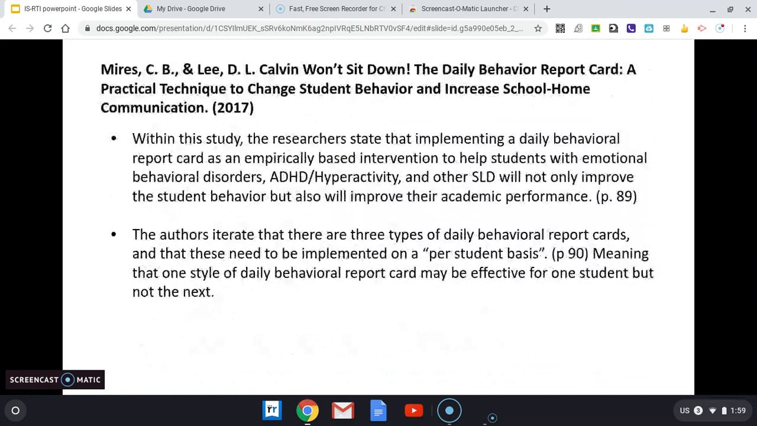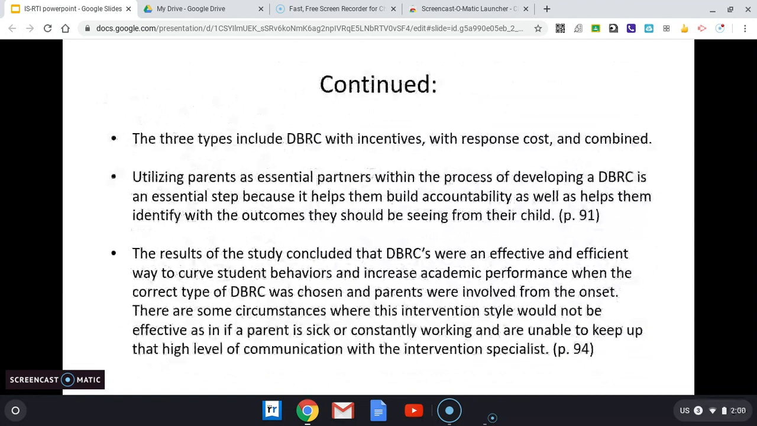And then finally, dealing with students who have difficulty in a traditional classroom setting, so that they are at home during that time placement. Here, the student deals with ADHD, hyperactivity, and SLD, and it is used to improve his behavior while also improving his academic behavior. This study in particular found that it was effective and efficient in curbing that student's academic performance as well as his behavior in that setting.